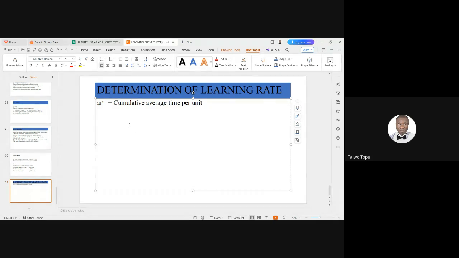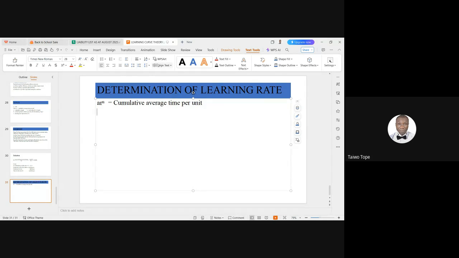But you can be asked to determine the learning rate between two variables, which is what one of the assignments we solved, and we discovered that the effect of learning between two variables, let's say between 6 and 8, you have 7 in between. You can be asked to determine the value of 7. So it means you must know the hours required to produce 8 units, less the hours required to produce 1 unit, to determine the hours to produce 7 units.